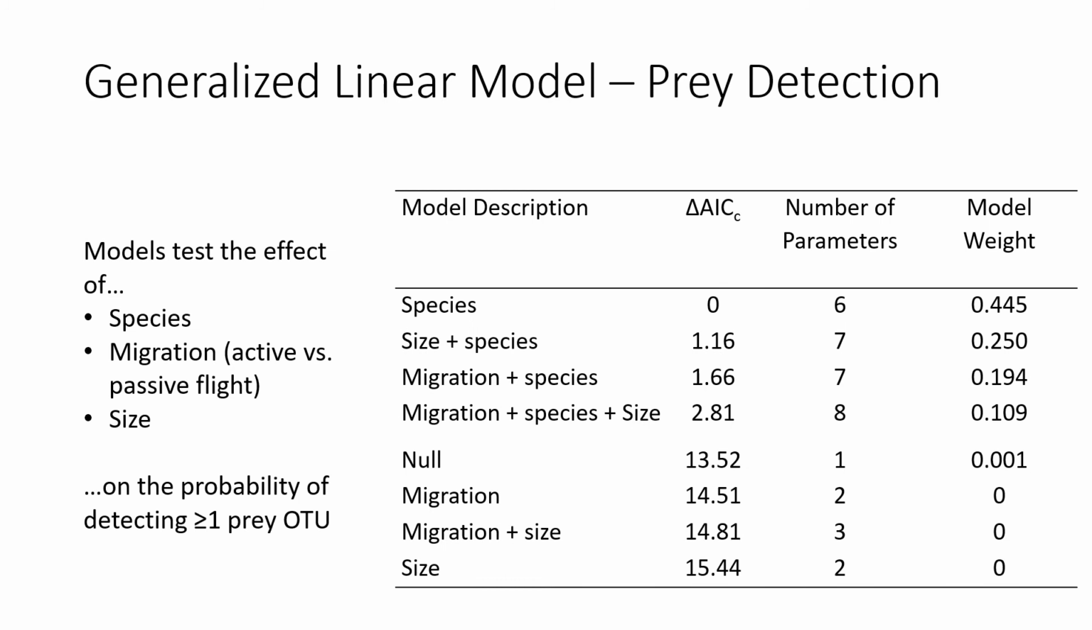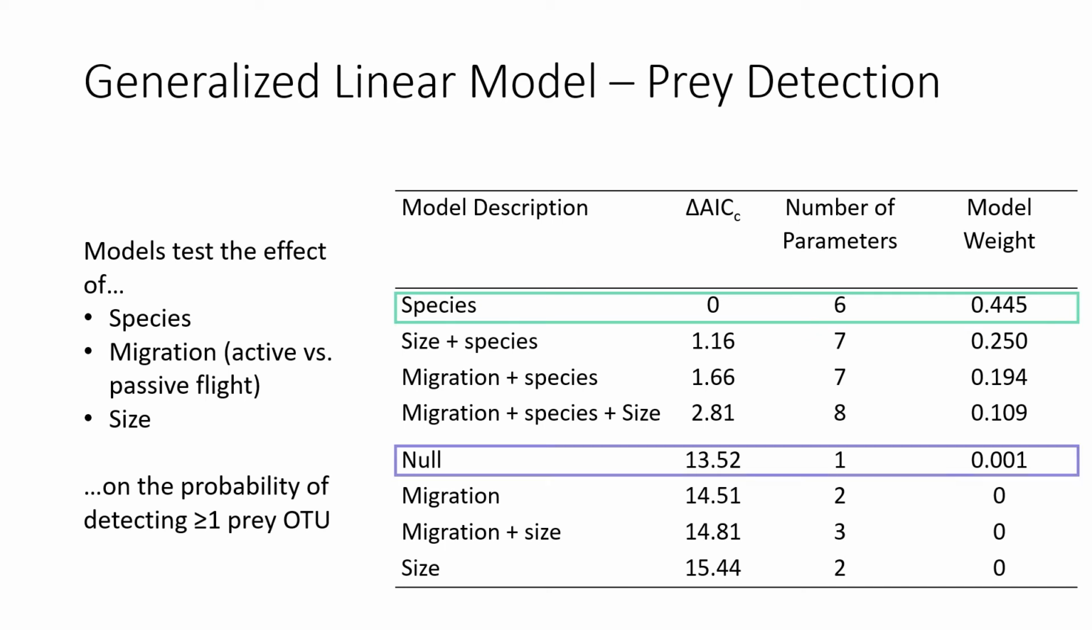AIC scores are just a statistic that scores a model by how much variation in the data it explains, and it also punishes a model for being too complicated. In the table on the right, the best model was the model that just used species as the predictor variable. This model was much better than the null, and the 3 other models that scored better than the null were really only better because they included species as a covariate. Once species is removed from those models, we see that mode of migration and size are not good predictors of prey DNA detection.